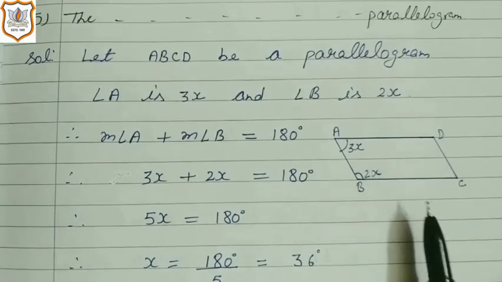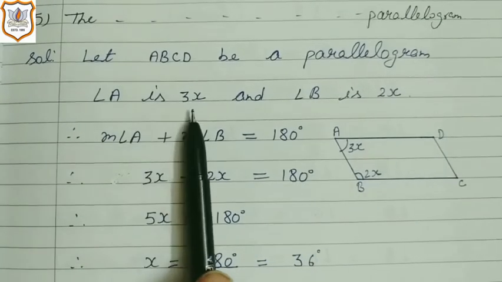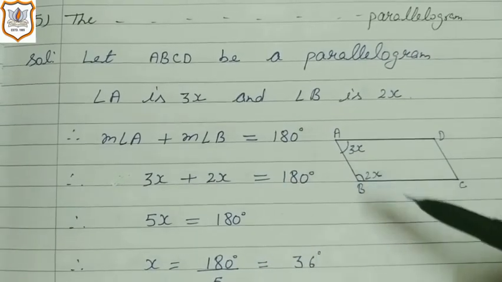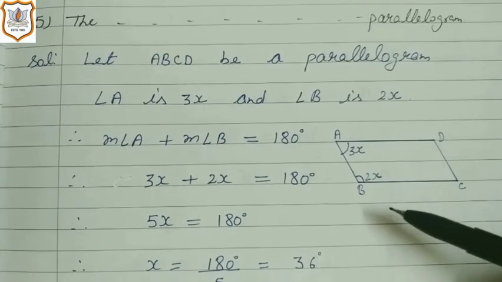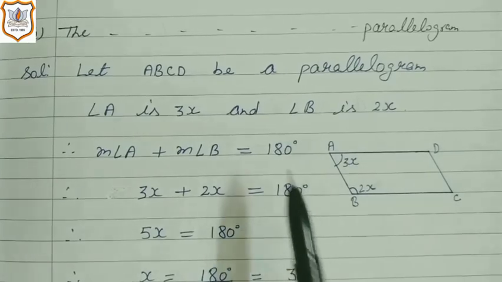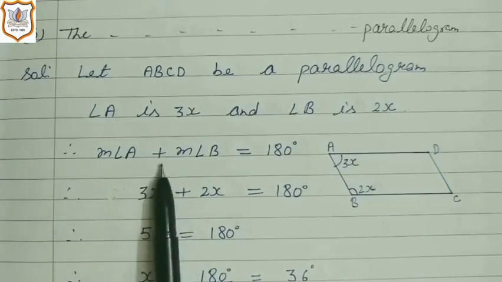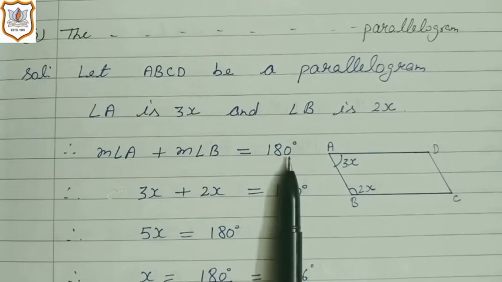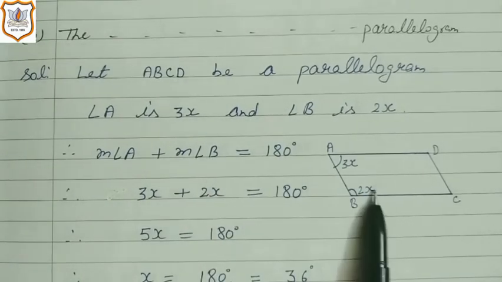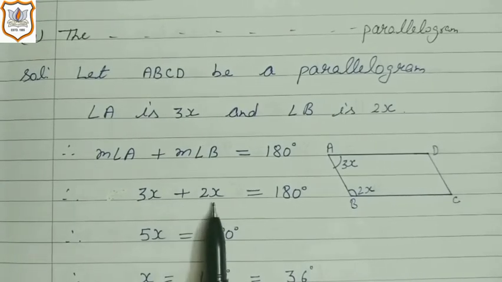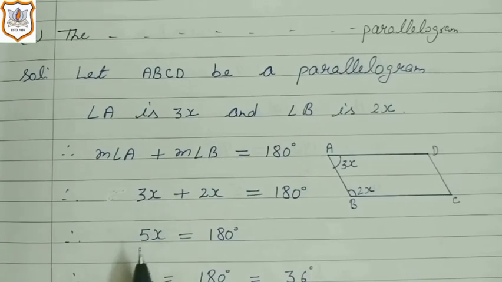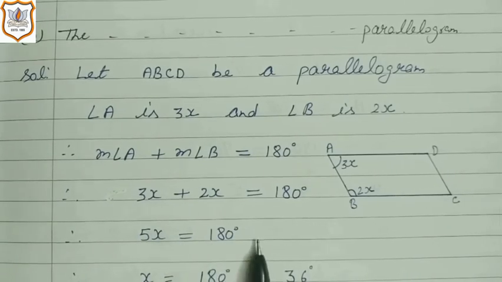This is a parallelogram. Angle A is 3x and angle B is 2x. Angle A and angle B are adjacent angles. So the sum of adjacent angles is 180 degree. So we write measure angle A plus measure angle B is equal to 180 degree. Measure angle A is 3x, so we write 3x. Measure angle B is 2x, so we write 2x. 3x plus 2x is equal to 180 degree. 3x plus 2x becomes 5x, so 5x is equal to 180 degree.